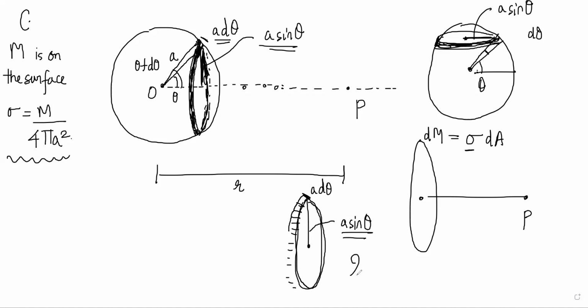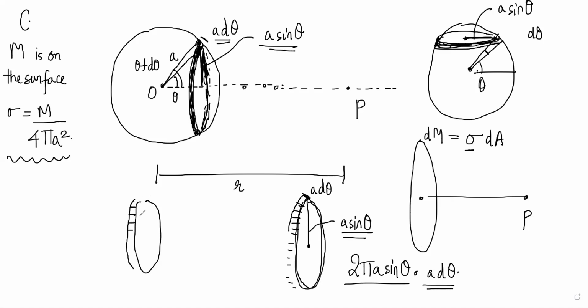The perimeter of this circle is 2 pi a sine theta. That is like a length. If you multiply it by the thickness, which is a d theta, it will become the area. Is everyone understanding what I'm saying? If you have a circle like this and another circle like this, what matters is the gap here. You can multiply perimeter and the gap, and that will give the area.